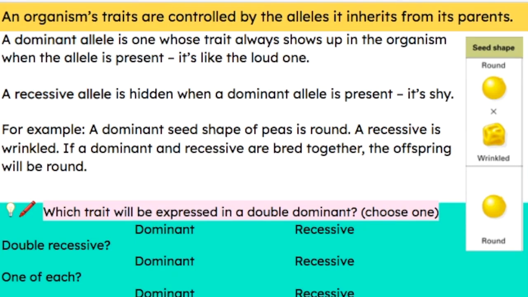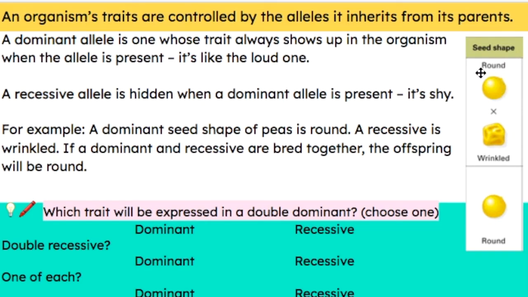An organism's traits are controlled by the alleles that it inherits from its parents. So those purple versus white if you're a pea plant flower, over here in this example, round versus wrinkled, or if we're talking about human eye color, blue versus green versus brown versus hazel. So a dominant allele is one whose trait will always show up in the organism if that allele is present. It's kind of like the loud one. The opposite is called a recessive allele, and it's hidden when a dominant allele is present. It's shy. So for example, here in this picture, a dominant seed shape of peas is round. A recessive pea shape is wrinkled.